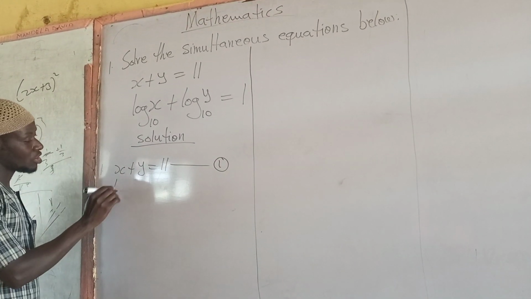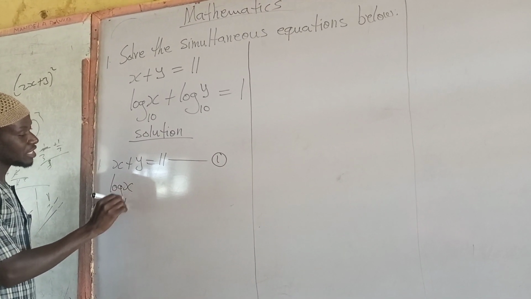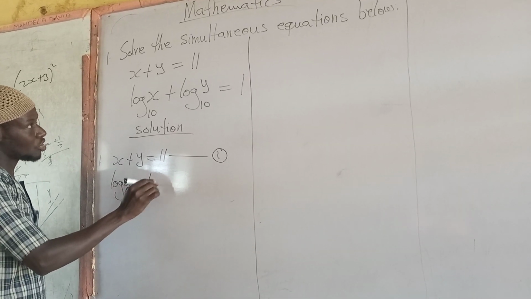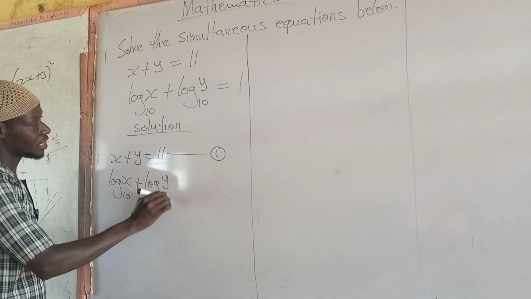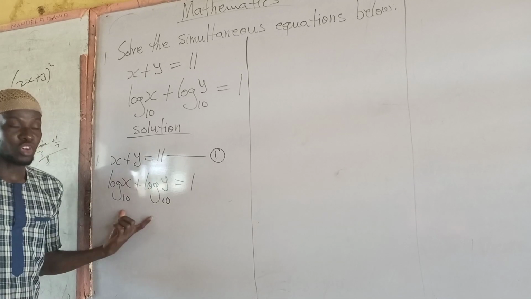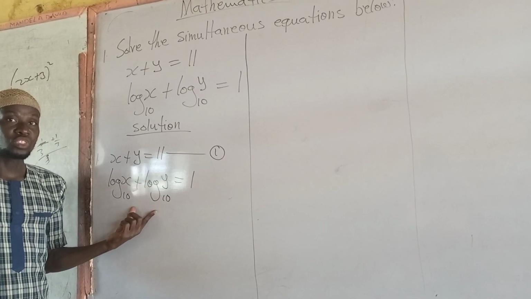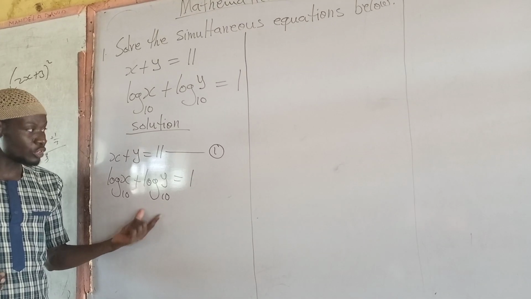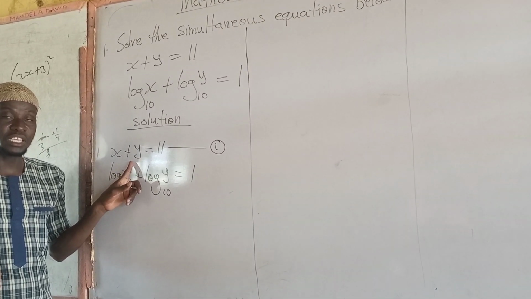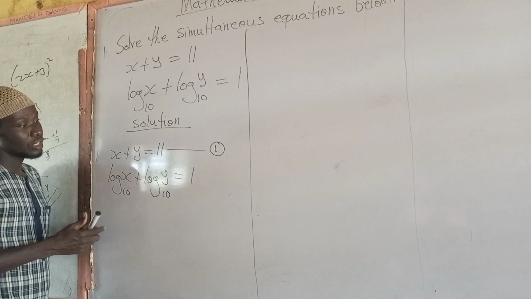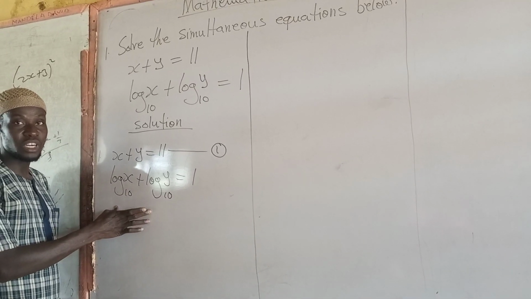Then write the second one: log of x to base 10 plus log of y to base 10 is equal to 1. This is a logarithmic equation, and we need to simplify it into a linear equation like this. To do that, we are going to apply the concept of logarithm.